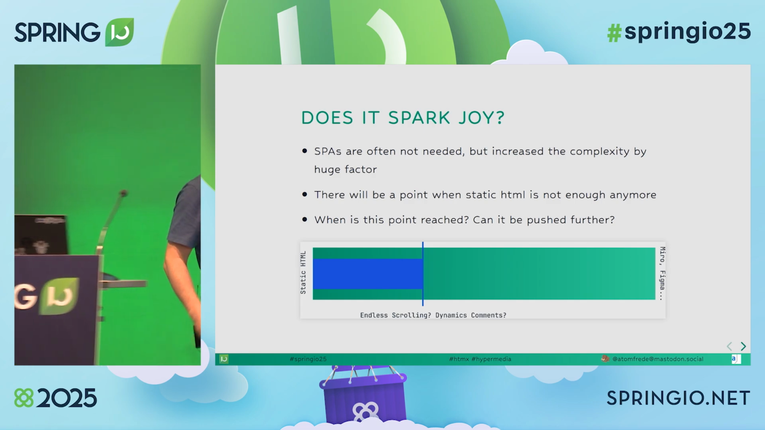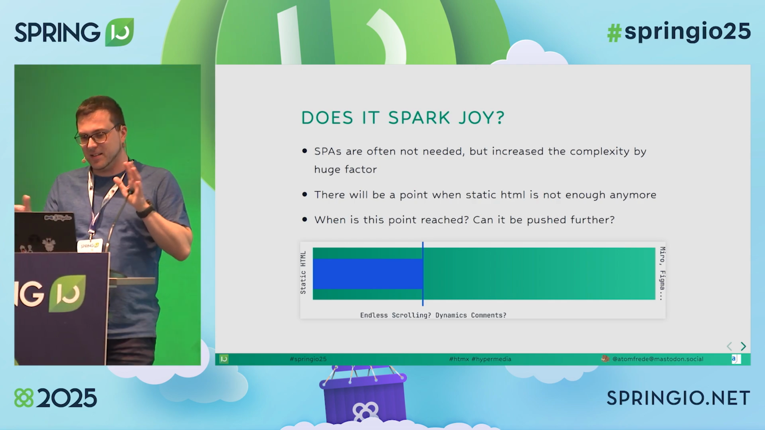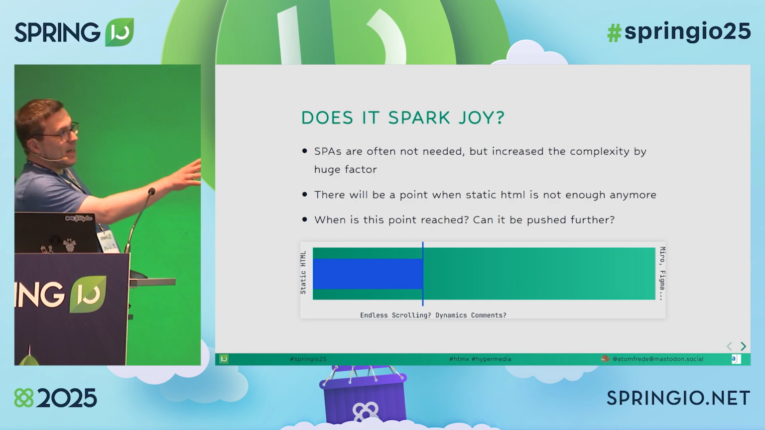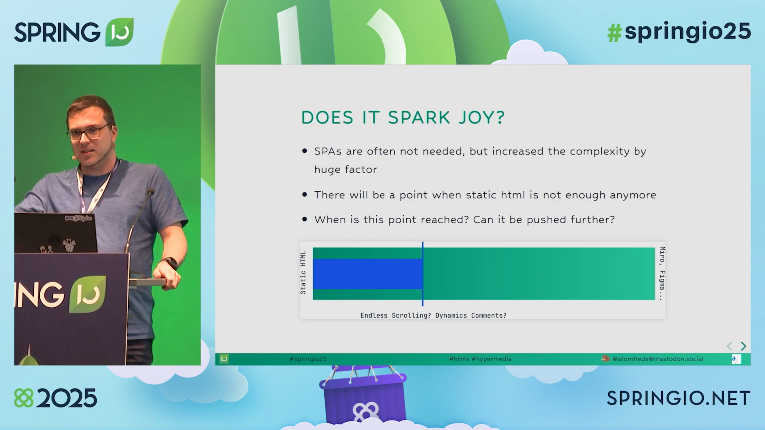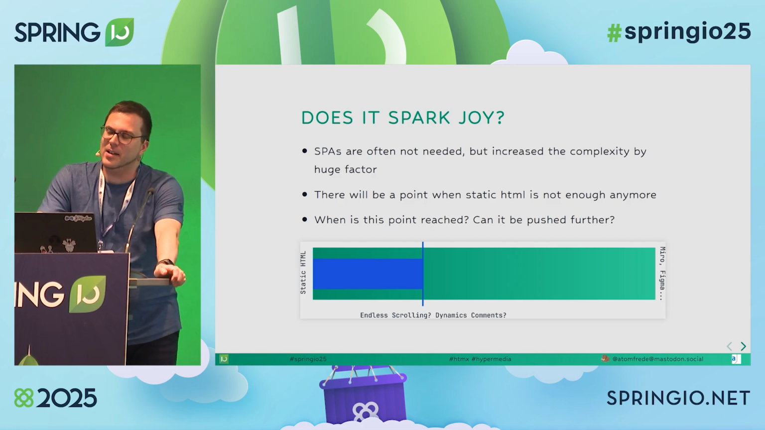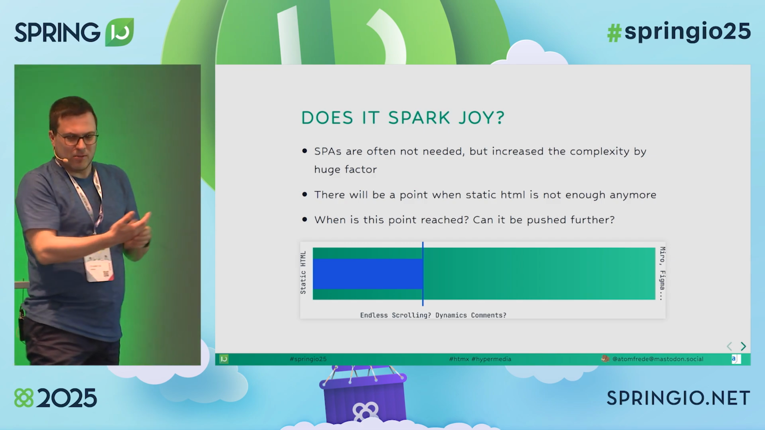Static HTML is just enough, right? You have just static HTML, some links and forms, that's fine. On the right-hand side, you have something like Miro or Figma, where static HTML and server interaction is, of course, not a good idea. But what's the middle ground, right?